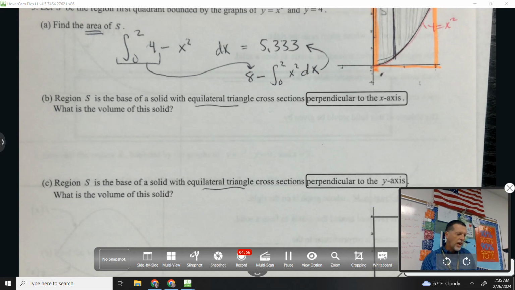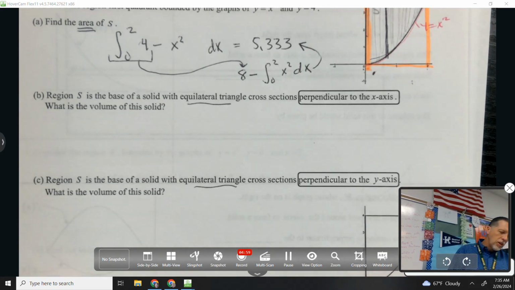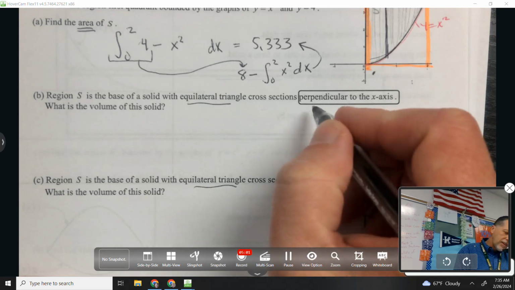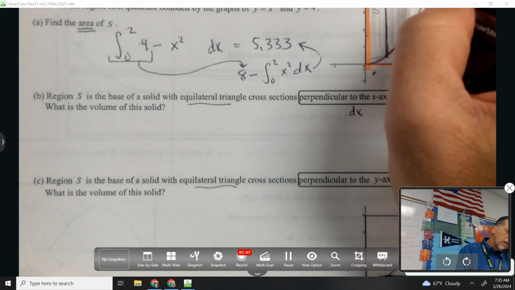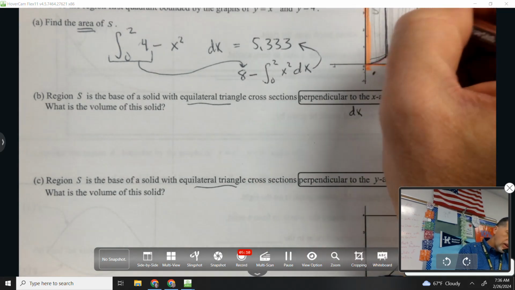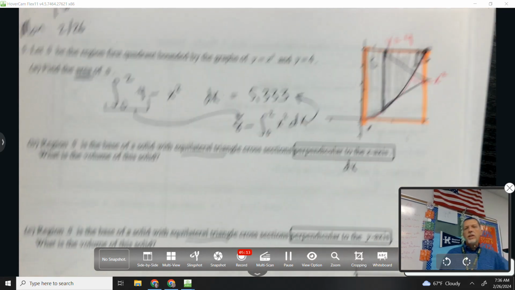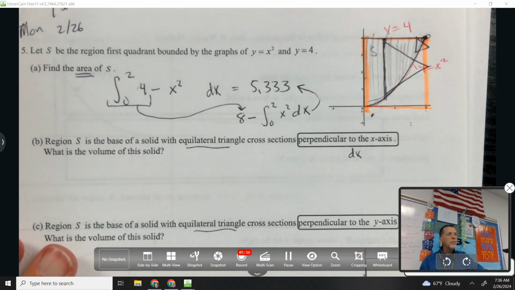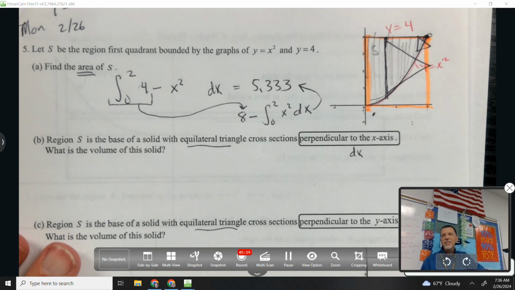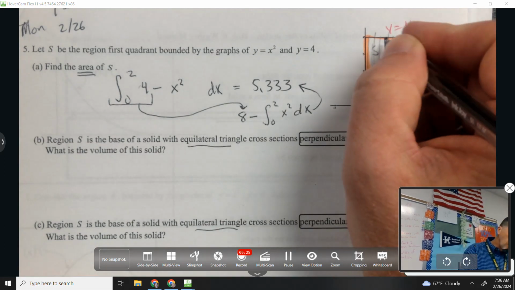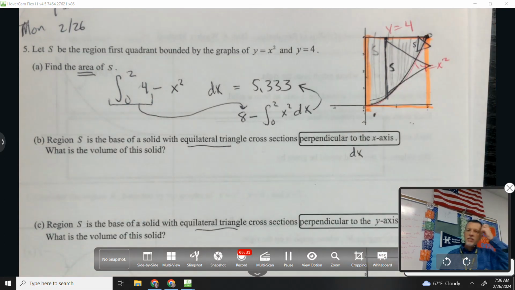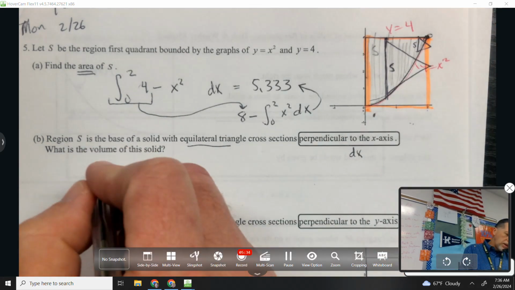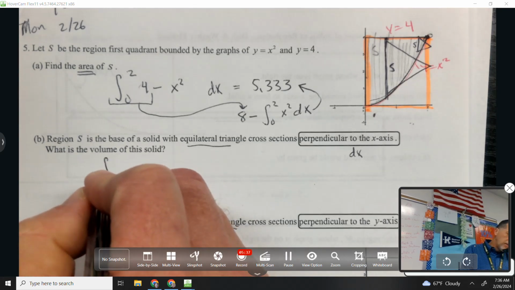All right, part B. Region S is the base of a solid with equilateral triangles perpendicular to the x-axis. So that means it's a dx problem. And that means we have equilateral triangles coming up out of the page off of our region S. Again, maybe hard to visualize there. We've also been calling that length S. That's top minus bottom. Okay, so I'm going to add up all of the volumes.